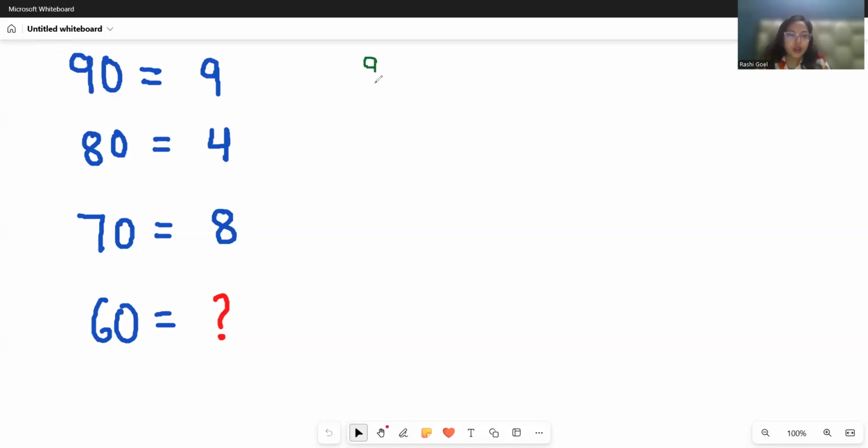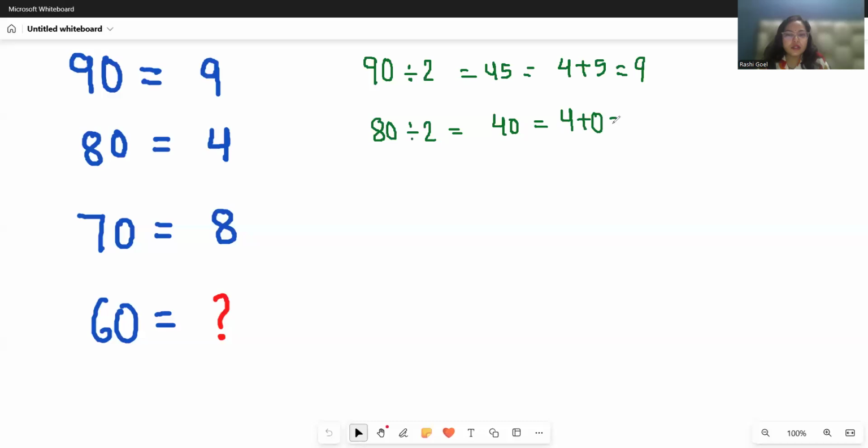So if we do the half of 90, we get 45. And if I do the sum of digits, that is 4 plus 5, this gives us 9. Now let's apply the rule. 80 divided by 2 is 40. Now 4 plus 0 is 4. 70 divided by 2 is 35 and 3 plus 5 is 8.